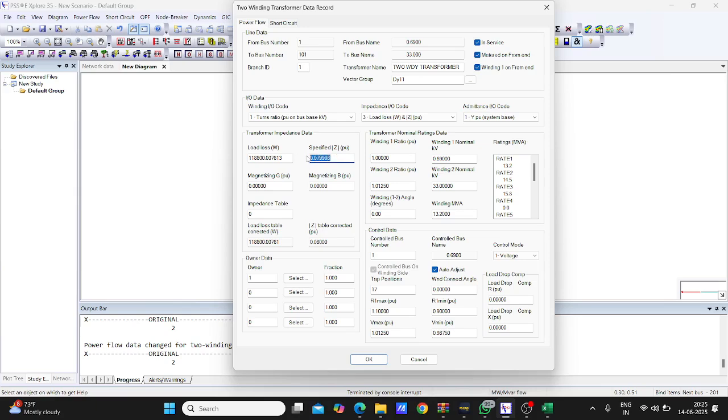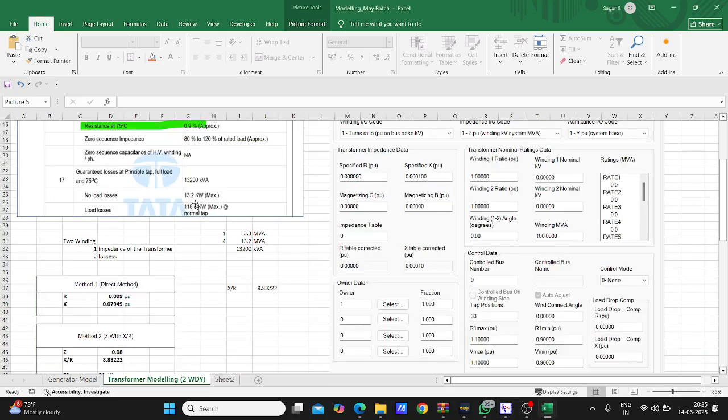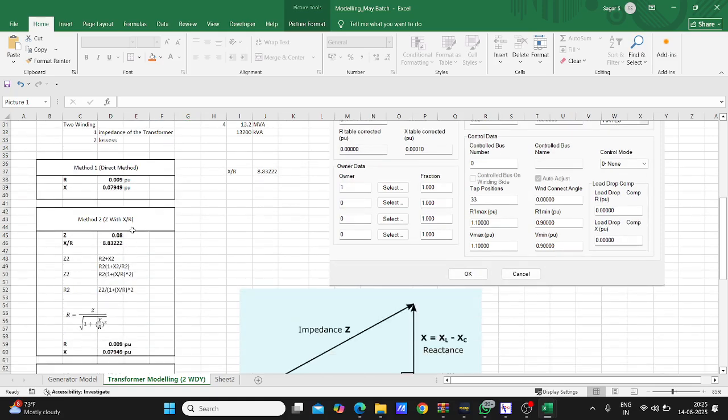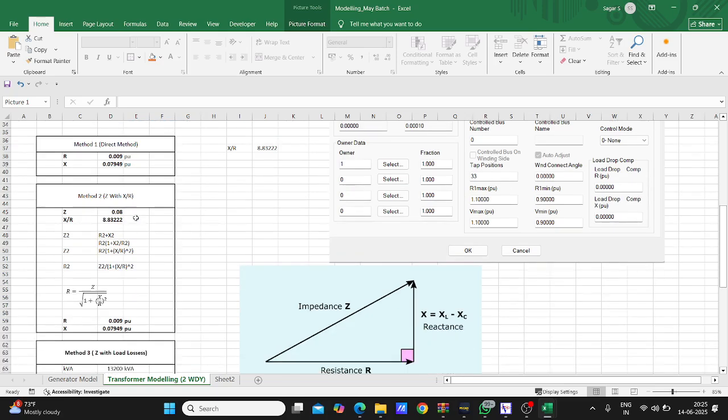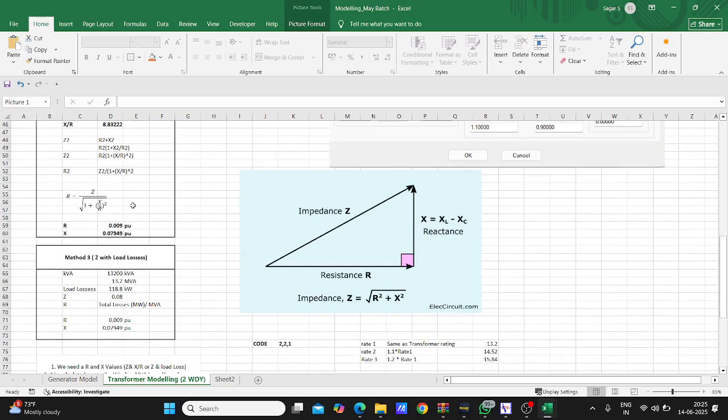0.08 percentage of Z we have calculated. Yes, that's correct. And what is the load loss in watts we have calculated? Load loss is equal to 118.8. For better understanding, you can see here 118.8 kilowatt. So I have matched the values correctly as per the data sheet. So our model is perfectly correct. Okay. That's it. So I just wanted to tell you that either we need to give it directly, or go with the XY ratio, or go with the load losses. This is a very important point. Okay. So far it's clear.